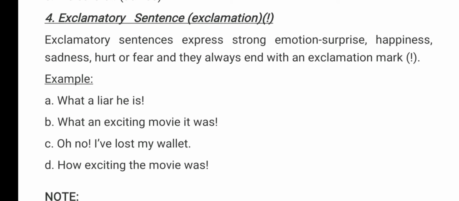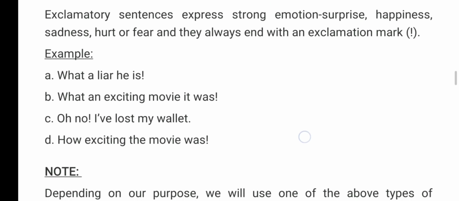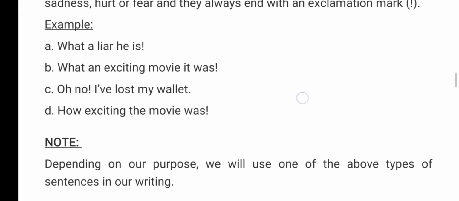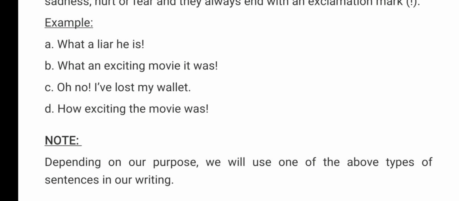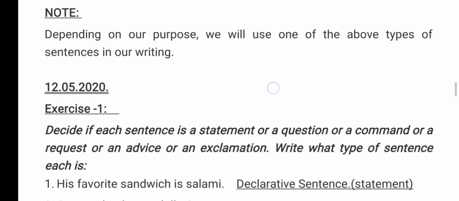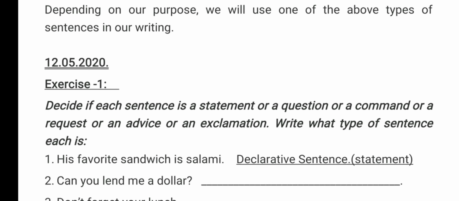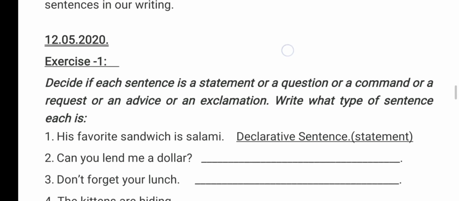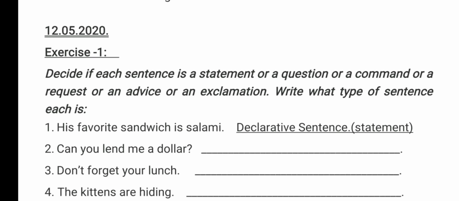Now, just note, depending on the purpose, we will use one of the above types of sentences in our writing. And also notice that we have four types of sentences, but only three kinds of punctuation marks. Make sure you use the appropriate punctuation mark with the right type of sentence to accurately express your thought. Hope you understood the concept, and now you can start taking up the notes.